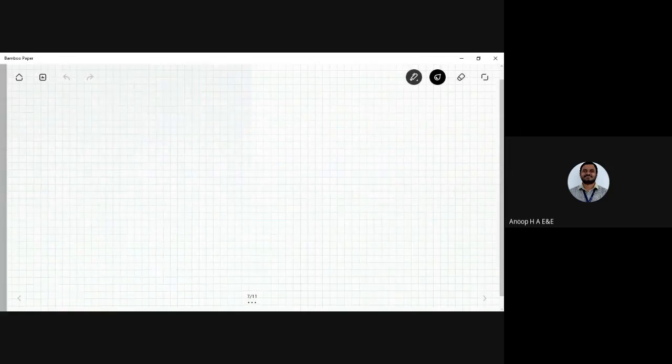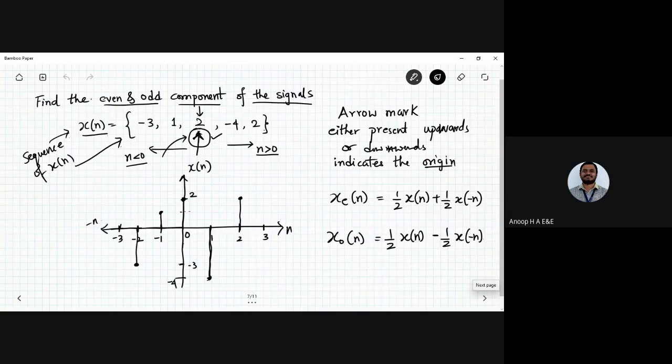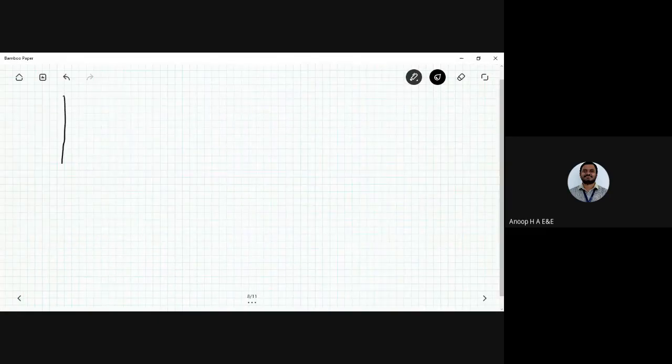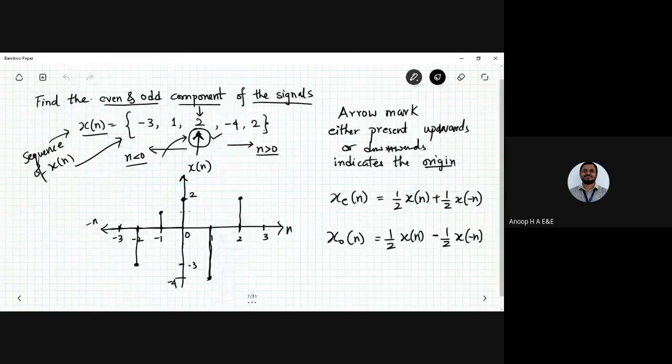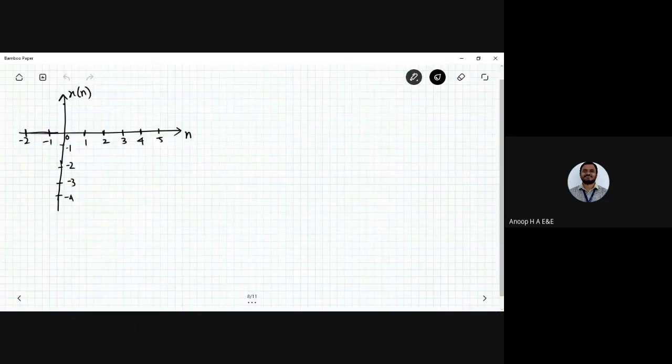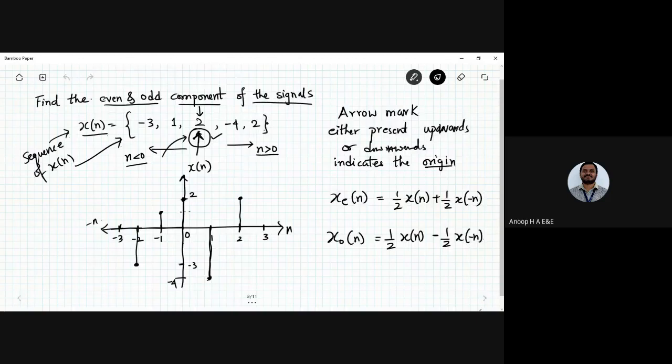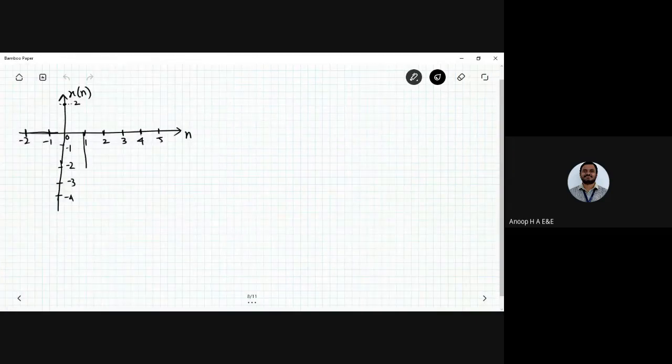Now we can see that this is x of n. What I need to do is draw x of n again, just for my convenience. So this is minus 1, this is minus 2, minus 3, then this is minus 4, this is 1, 2, 3, 4, this is 5, and this is 0. This is n. Now x of n at 0 is 2. At 1 we are going to have minus 4.